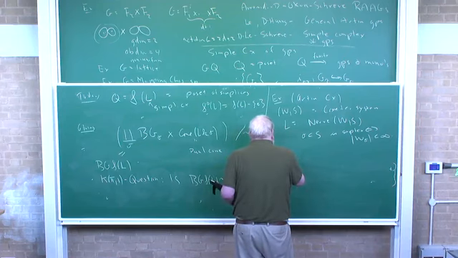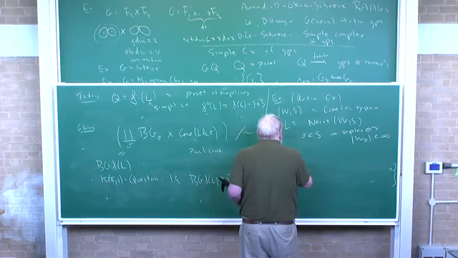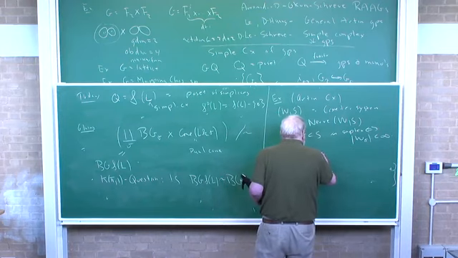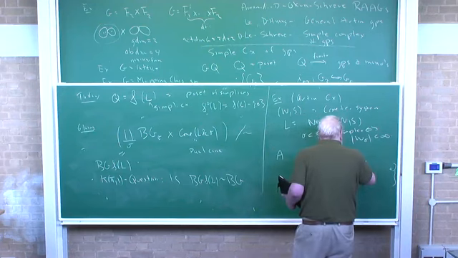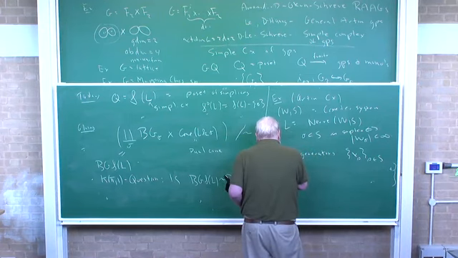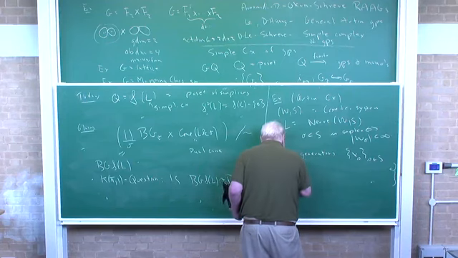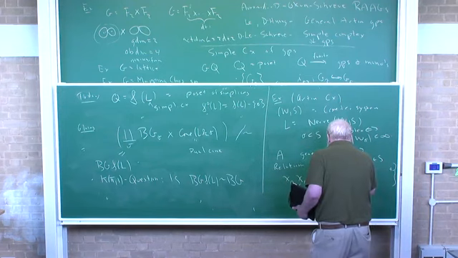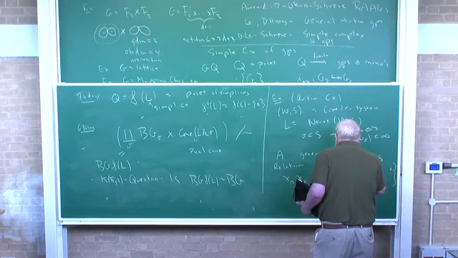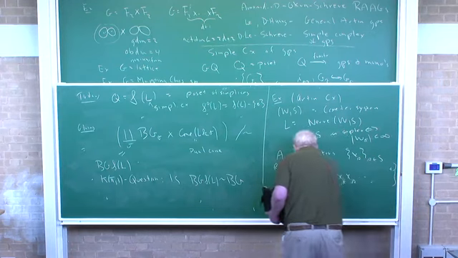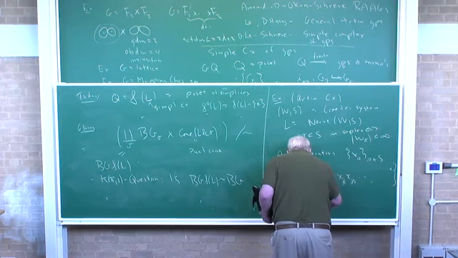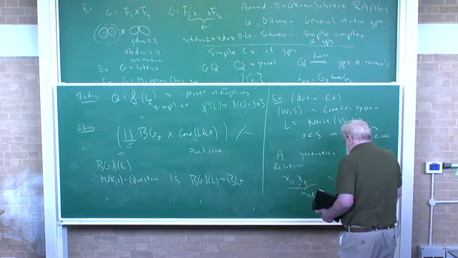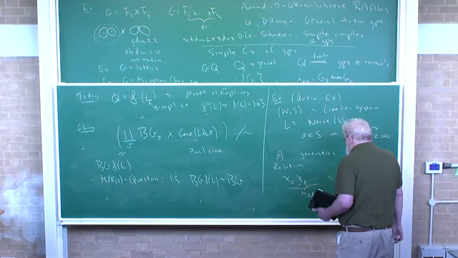Then the Artin group corresponding to this has generators, which I call X sub S, and its relations are the braid relations, which say that the alternating product of X sub S and X sub T is the same thing in the other order. There are M sub ST factors here, where M sub ST is the order of ST in the Coxeter group. These are the braid relations.